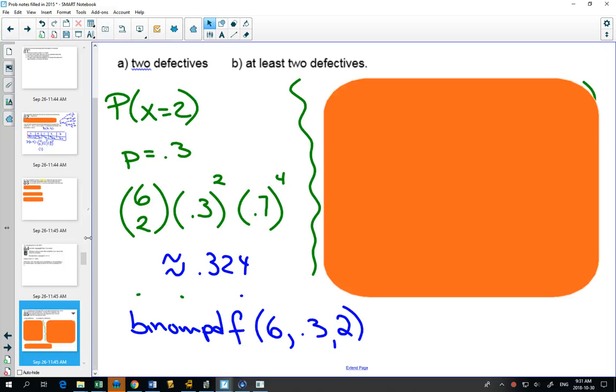Yes? How did I get the 0.7? This 4 here and this 0.7? Because there's 6 trials and we want exactly 2 successes, our probability of success is 0.3, and it needs to happen 2 times. Our probability of failure is the other 70%, and that has to happen 4 times. So these 2 numbers will always add up to how many trials you have.